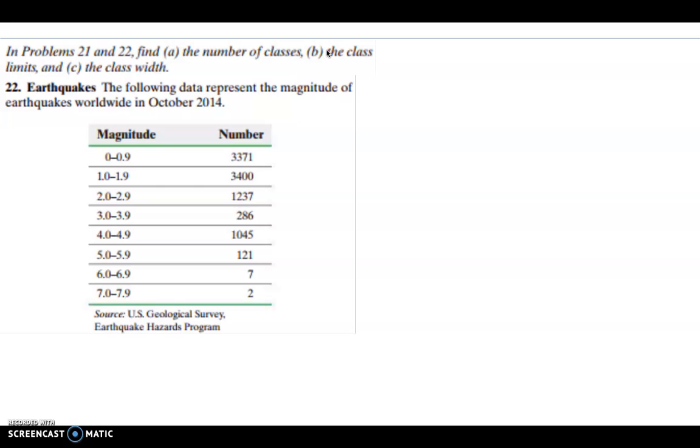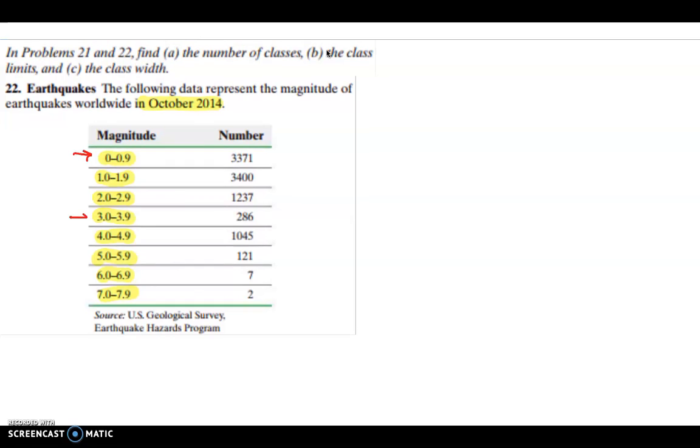So let's take a look at this question. The following data represents the magnitude of earthquakes worldwide in October 2014. Here are our classes: magnitude 0 to 0.9, 1 to 1.9, 2 to 2.9, and so on. These are the number of earthquakes that fell within those upper and lower limits. For example, a 0.5 would go in here, and a 3.2 would go into this class. That's how these classes are created.